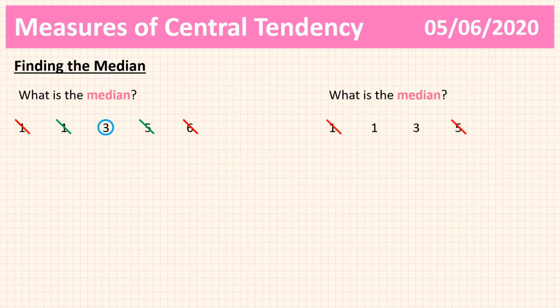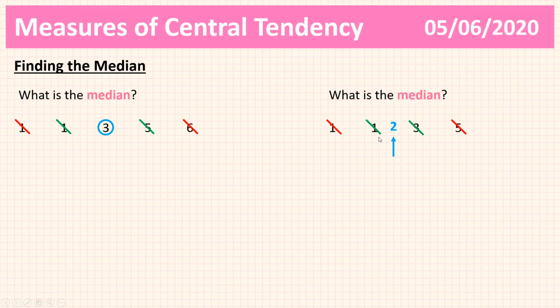So we're cancelling out from both ends. Now, the median should be in the middle, but there is no number there currently. That means we need to work out what that number is. We need to work out what number is between 1 and 3. Well, that value is 2. So our median in our second question is 2. In the first one, when we had 5 data points, our median was 3. In our second set, when we had 4 data points, our median is 2. Notice 2 was not part of our original data set.